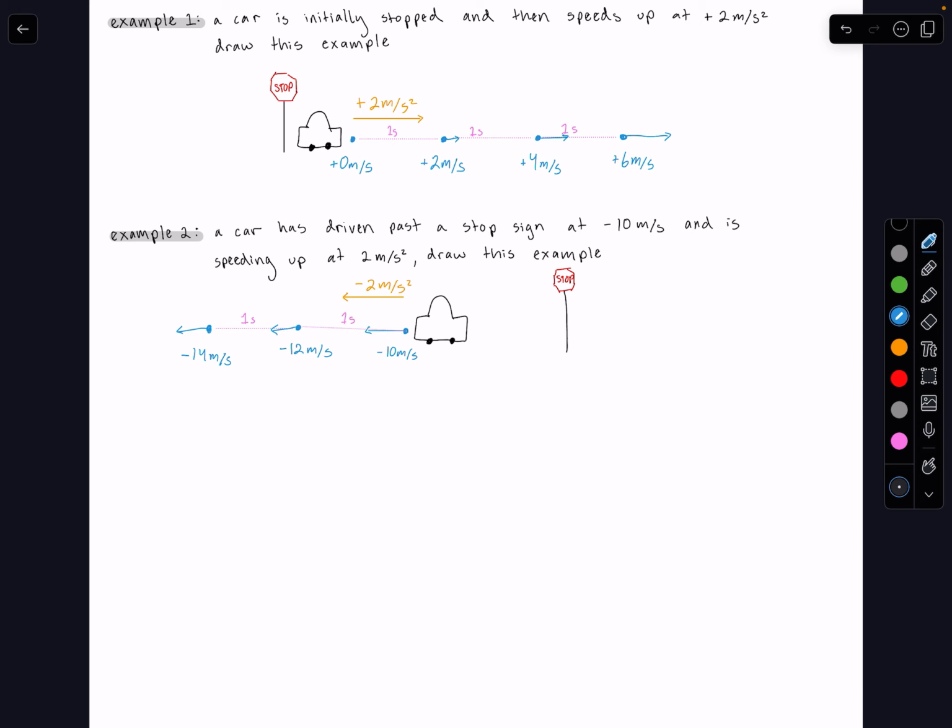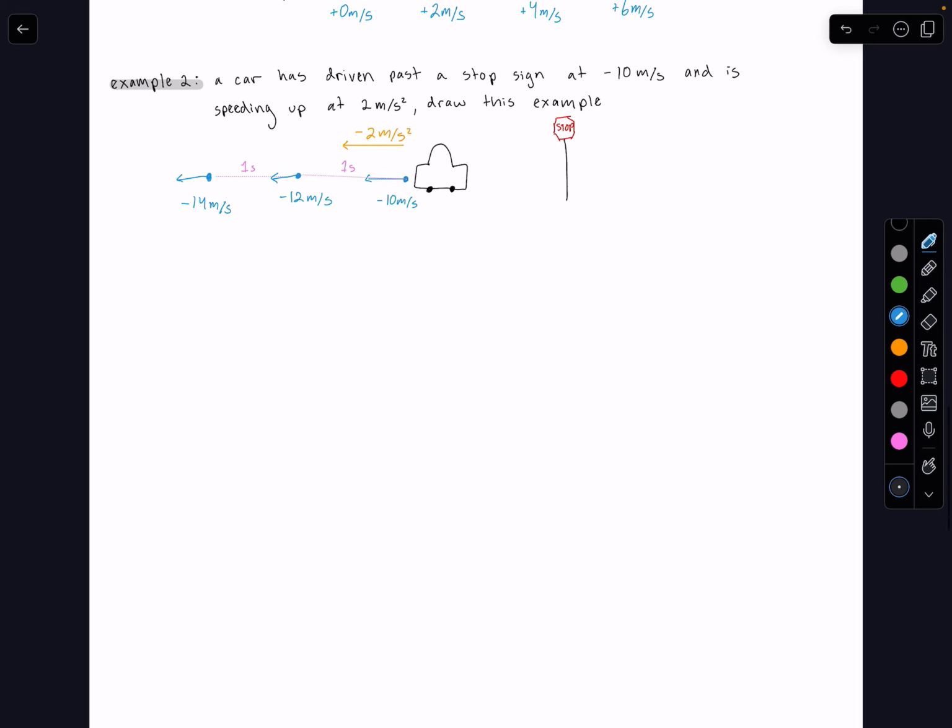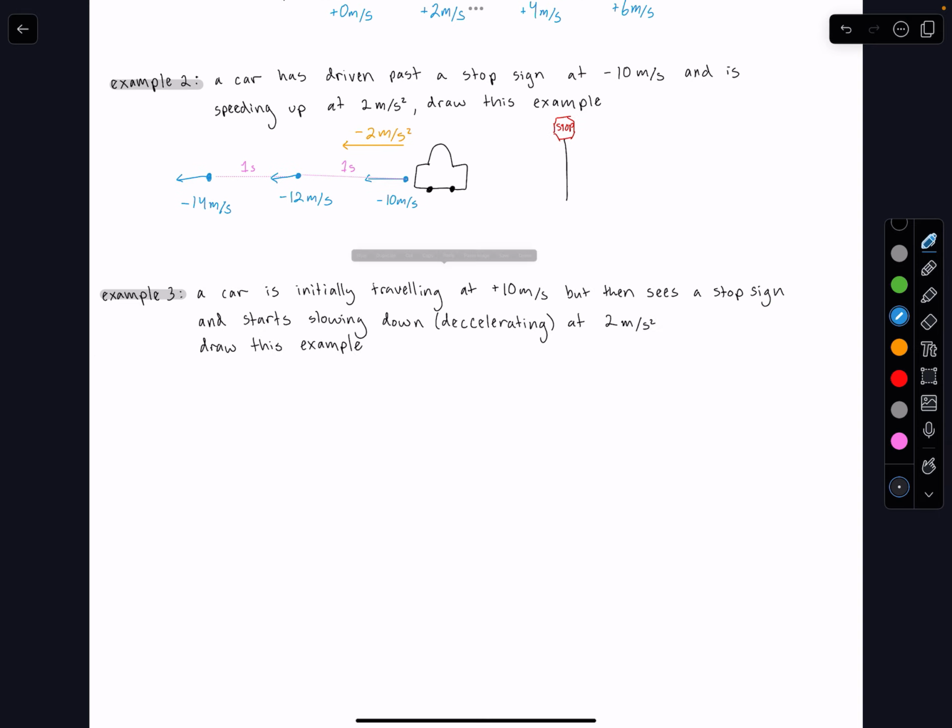Let me move on to example 3. So a car is initially traveling at positive 10 meters per second. So that means it's going in the right direction. But then it sees a stop sign ahead of it. So it starts slowing down, which is also called decelerating, at 2 meters per second. So let's draw this example.